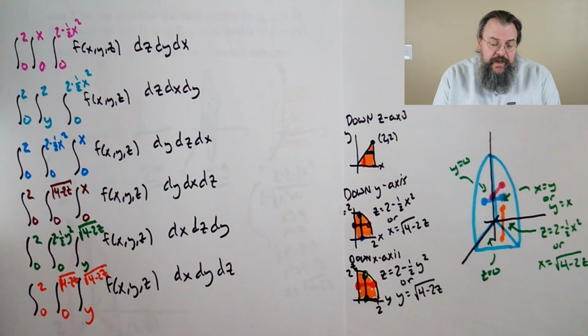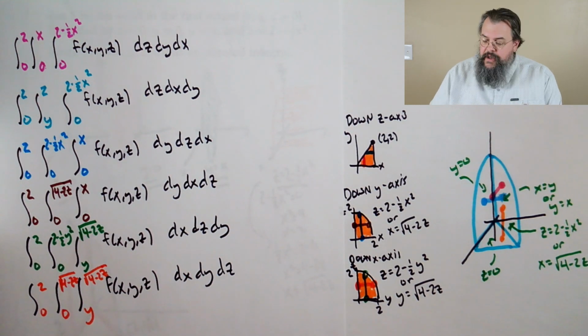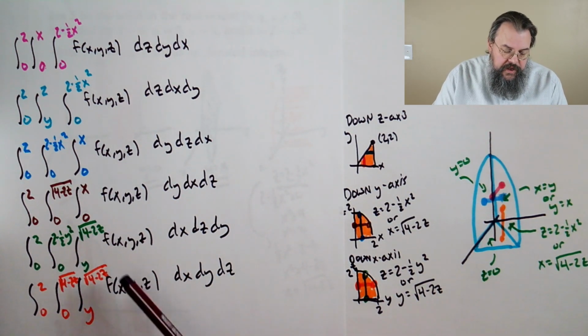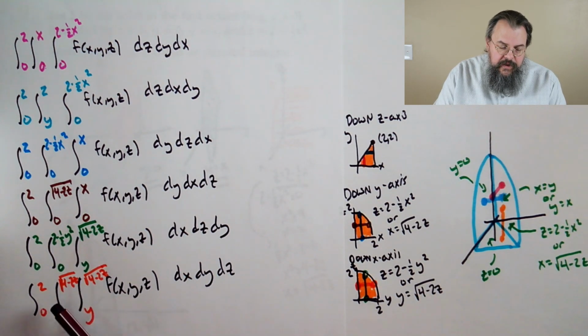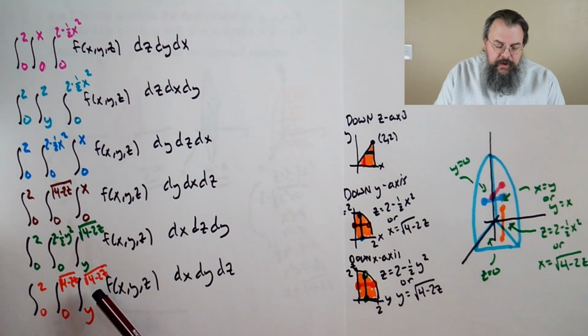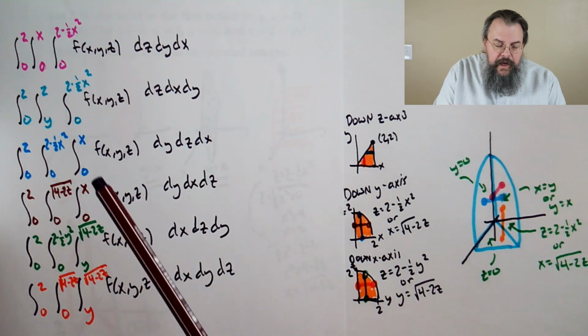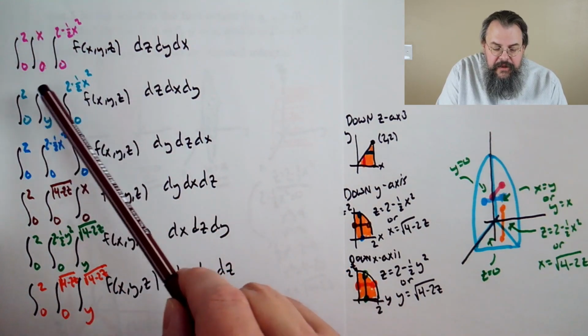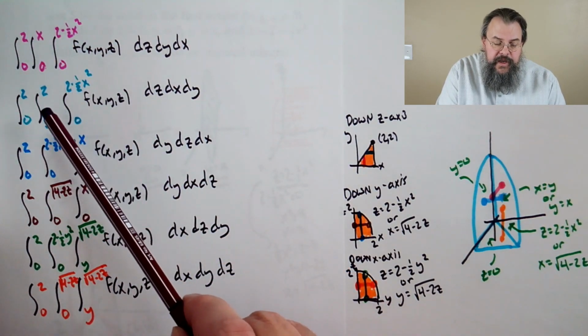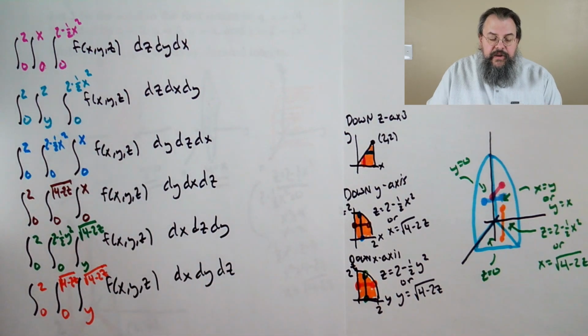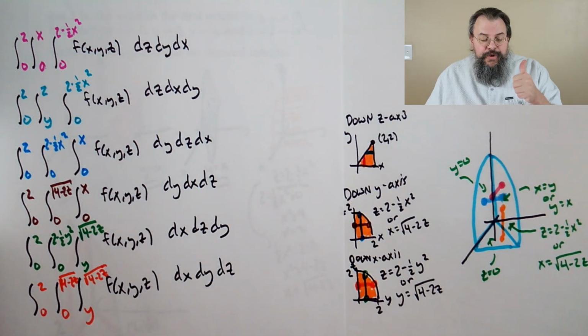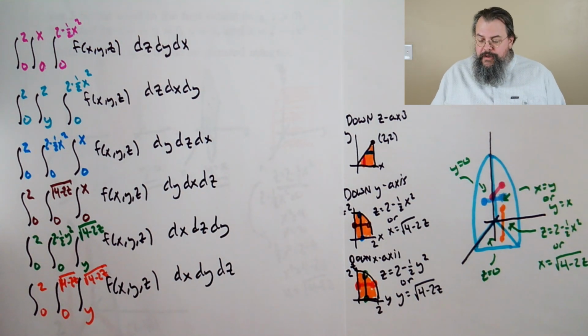Another thing you might notice is that some of these are simpler than others. So for instance, this last iteration has lots of things like the square root of 4 minus 2z, the square root of 4 minus 2z, and there's a y there. On the other hand, look how clean this one is. There are no square roots involved, and all these lower bounds are zeros. We definitely approve, because 0 is a wonderful thing to work with.